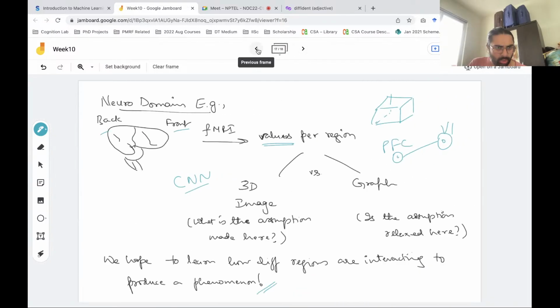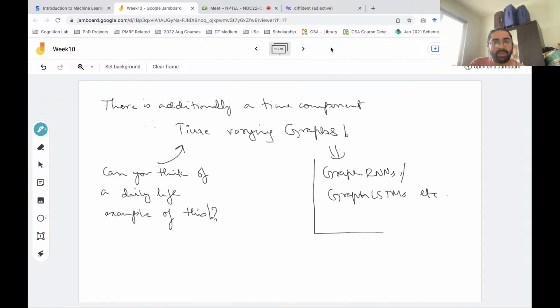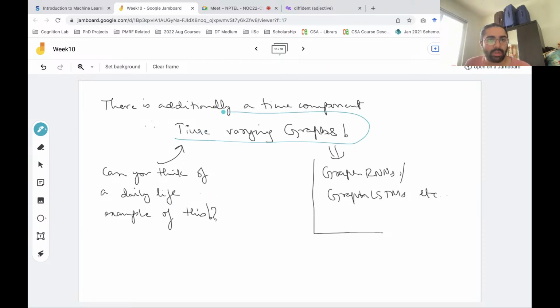in this domain of neurosystems. We also have something called time varying graphs, right? For example, the graph itself can vary from time to time. So can you think of a simple example from daily life where this can be used to model a system? Any ideas? A very trivial daily life thing which people go through and which can be modeled as a time varying graph.